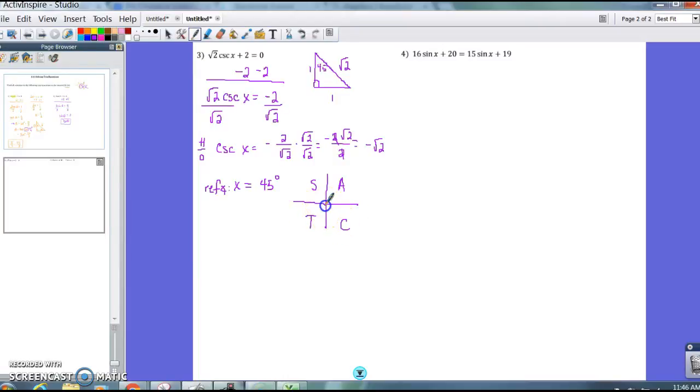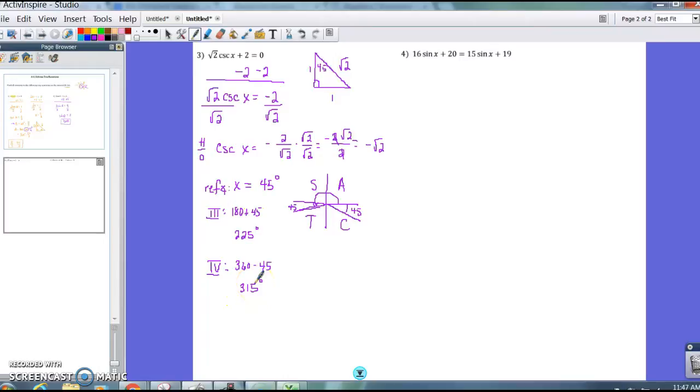To find it in the third quadrant, here would be my angle. So here's my reference angle of 45. That means I have to take 180 degrees plus 45. So in that third quadrant, my angle is going to be 180 plus 45, which is 225 degrees. And then in the fourth quadrant, my angle goes this way because it's always your distance from the x-axis. Here's 45 degrees. So if I do 360 minus 45, that gives me 315 degrees. So those are my two answers.